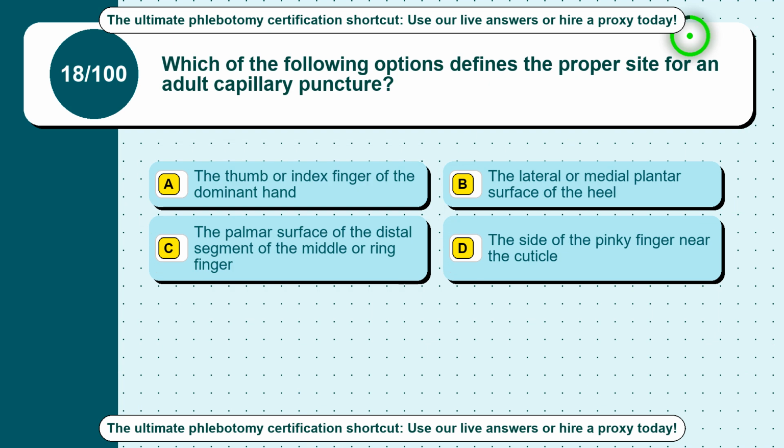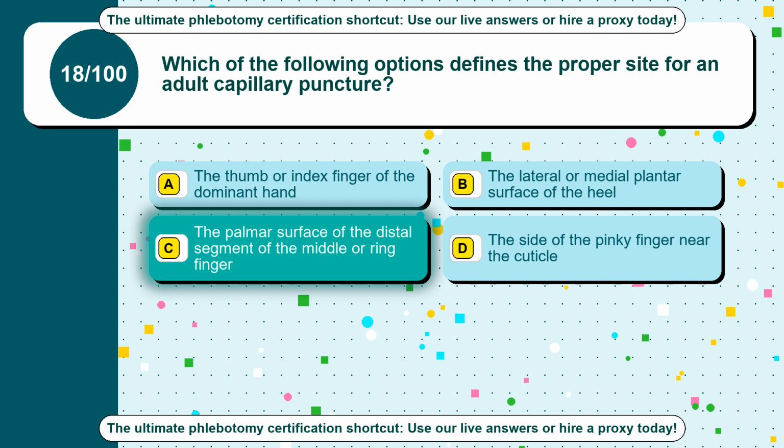Question 18. Which of the following options defines the proper site for an adult capillary puncture? Option A, the thumb or index finger of the dominant hand. Option B, the lateral or medial plantar surface of the heel. Option C, the palmar surface of the distal segment of the middle or ring finger. Option D, the side of the pinky finger near the cuticle.